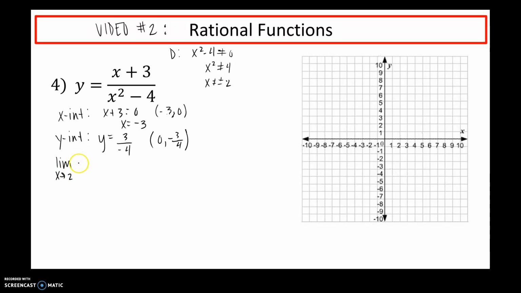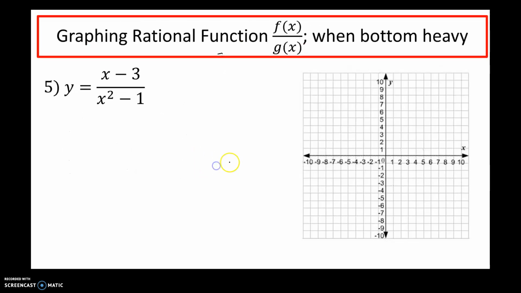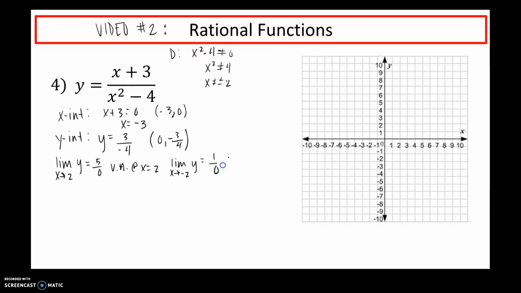If I plug that into my function, I'm just going to put y here instead of writing the function. That gives me 5 over 0. So I have a vertical asymptote there. If I attempt to take the limit as x approaches -2, then I get 1 over 0. So it verifies that those two domain restrictions are both going to be vertical asymptotes on the graph. x equals 2 and x equals -2.